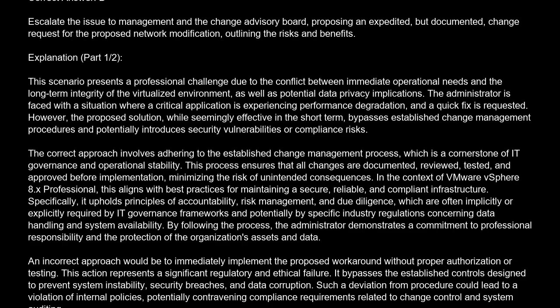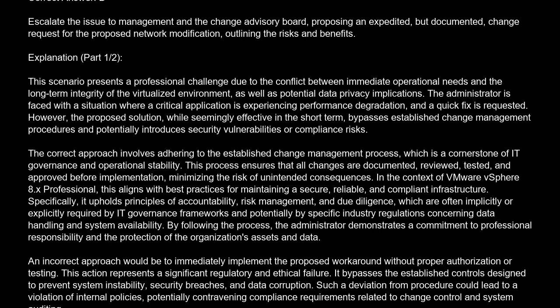The correct answer is D. Escalate the issue to management and the change advisory board, proposing an expedited but documented change request for the proposed network modification, outlining the risks and benefits. Explanation. This scenario presents a professional challenge due to the conflict between immediate operational needs and the long-term integrity of the virtualized environment, as well as potential data privacy implications.